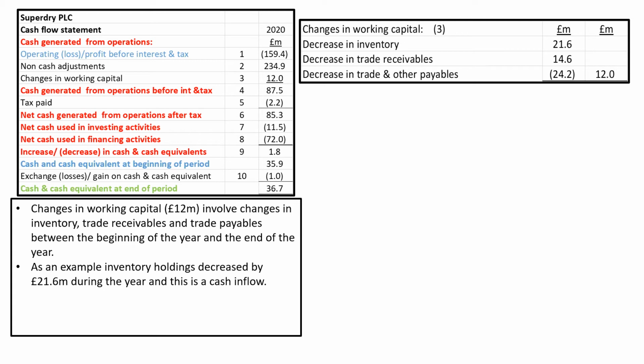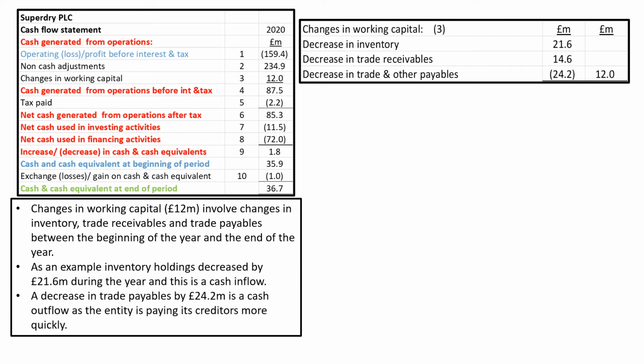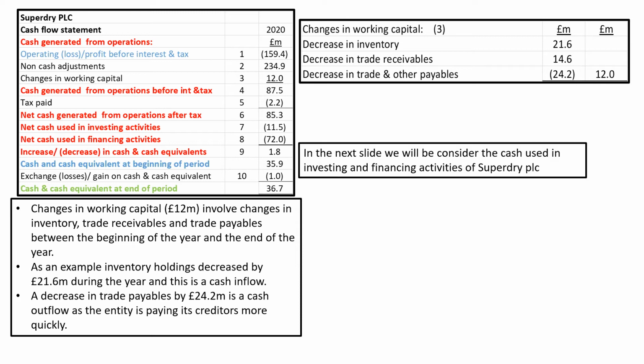There was a decrease in trade receivables, again between the beginning of the year and the end of the year, and this is a cash inflow of 14.6 million. A decrease in trade payables by 24.2 million is a cash outflow as the entity is paying the creditors more quickly. In the next slide, we will consider the cash used in investing and financing activities of Superdry plc.